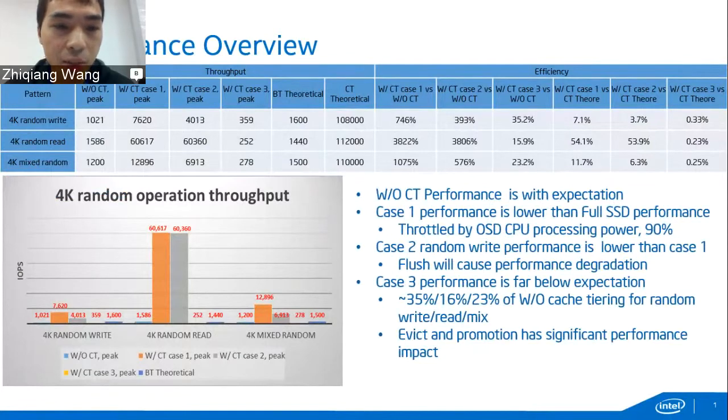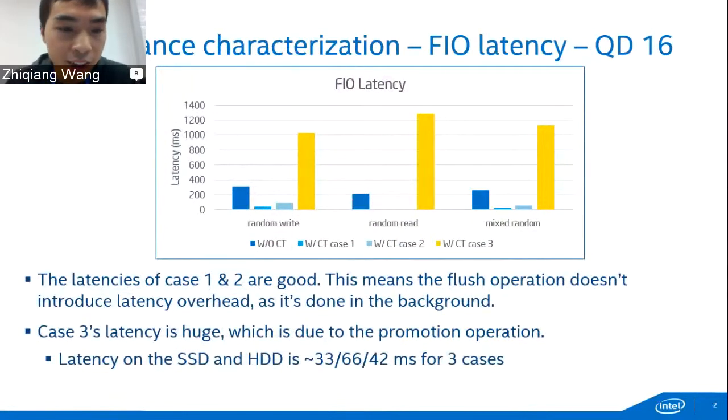And this is the ops data. We can also look at some of the latency data. As shown in the picture, for these 4 cases, the first one is the without cache tiering result, and the latency is around 200 milliseconds. Then for case 1 and case 2, the response time is very good compared with the without cache tiering result. But for case 3, the latency is huge. It is above 1,000 milliseconds.